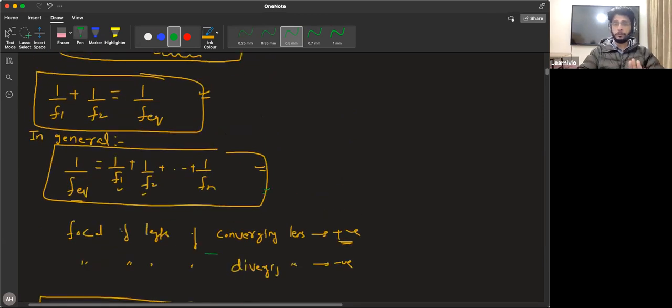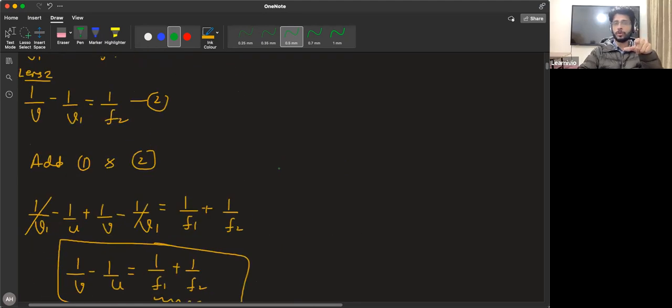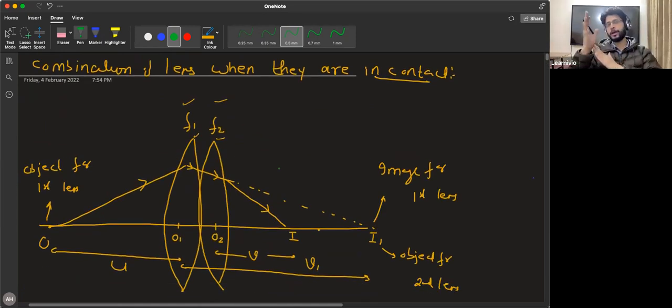But remember, when we use these relations for a combination of lenses, you can use them only if your lenses are placed back to back. There is no separation between the lenses. If there is a separation between the lenses, then we can't use these relations.